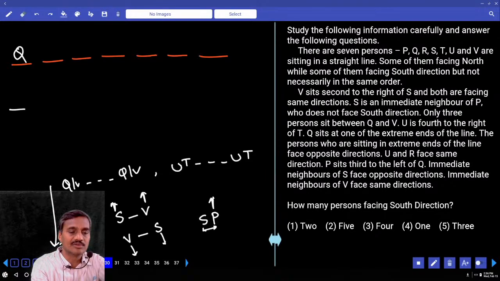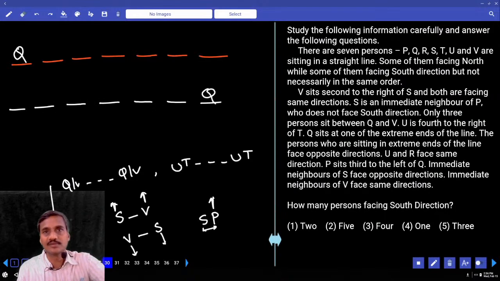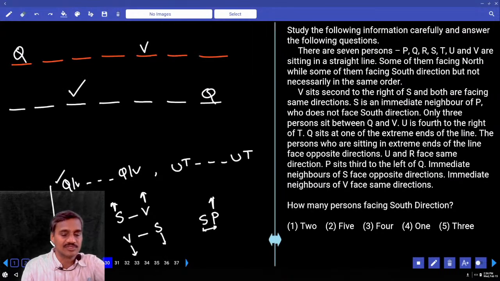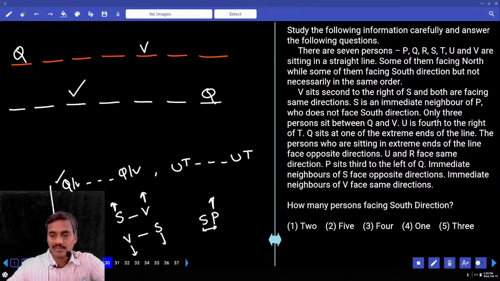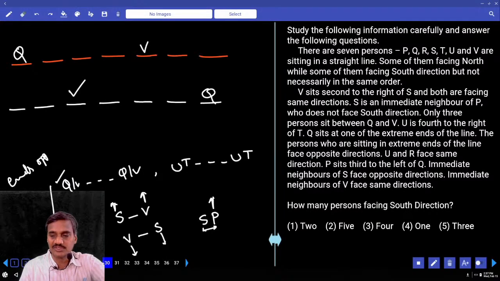Then in the main diagram, 1, 2, 3, 4, 5, 6, 7, Q must be at this place, at one of the extremes of the line. If Q is here, there are 3 people between Q and V, done. V and S are facing the same direction. And the persons sitting at the extreme ends of the line face opposite directions.